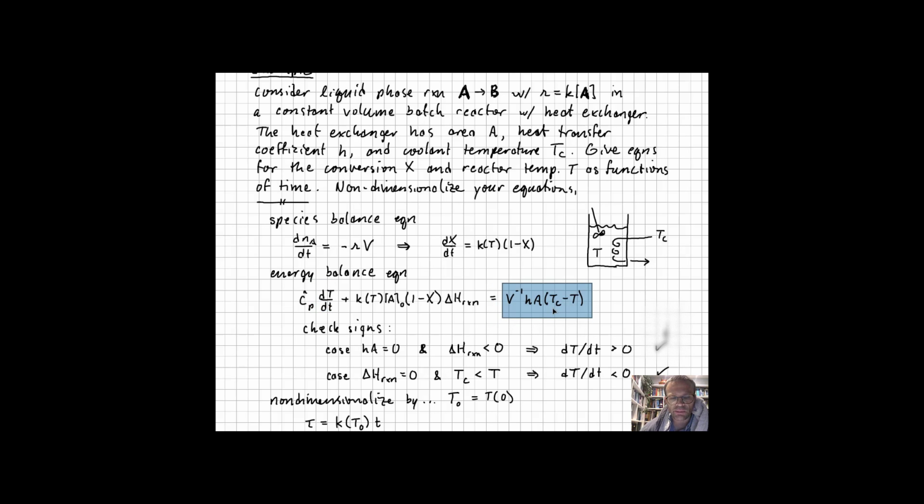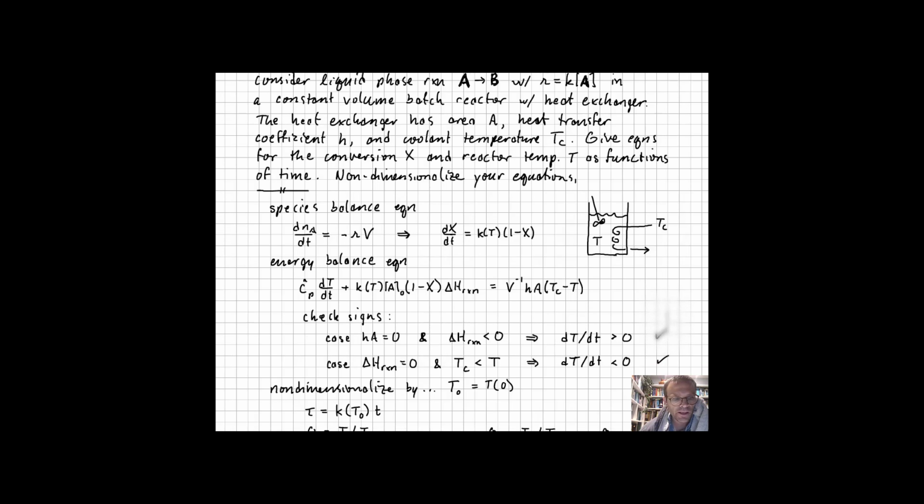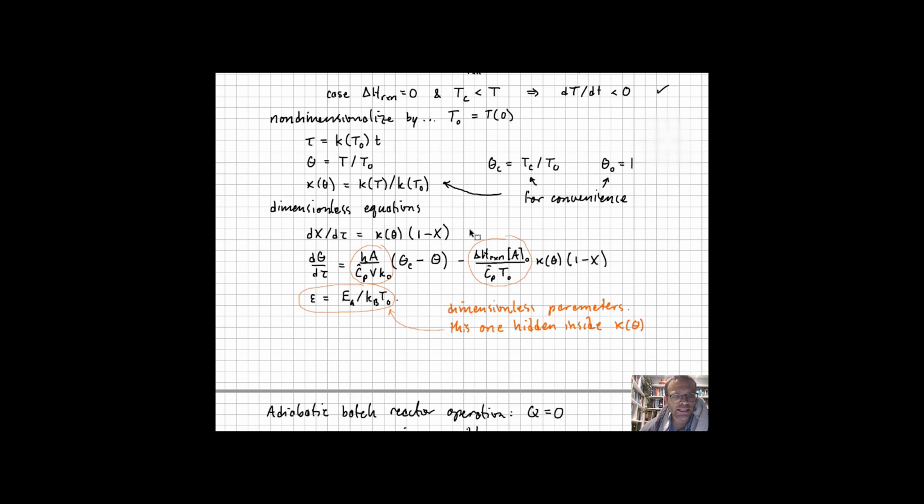It's easy to mix this up, because if you write T minus Tc here, everything goes terribly wrong. Now what we're going to do is non-dimensionalize these. There are lots of different ways to do this, but we're going to start with the initial temperature, T naught, and we're going to define a dimensionless time, tau, equal to k, the rate constant at T naught, multiplied by t.